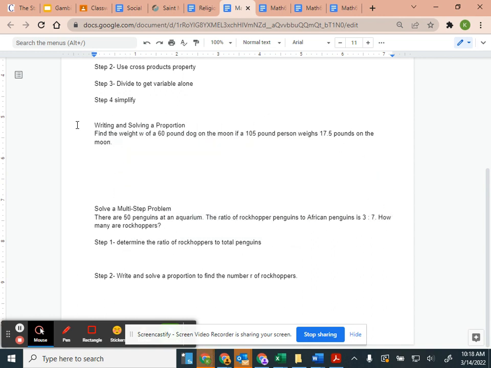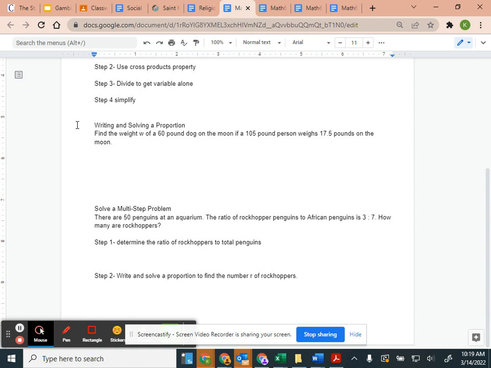And let's see if we can set this one up correctly. There are 50 penguins at an aquarium. The ratio of rockhopper penguins to African penguins is 3:7. How many are rockhoppers? This was a little bit more complicated of a one for us to set up. Anybody remember how we set this one up? There are 50 penguins altogether. For every 3 rockhoppers, there are 7 African penguins.